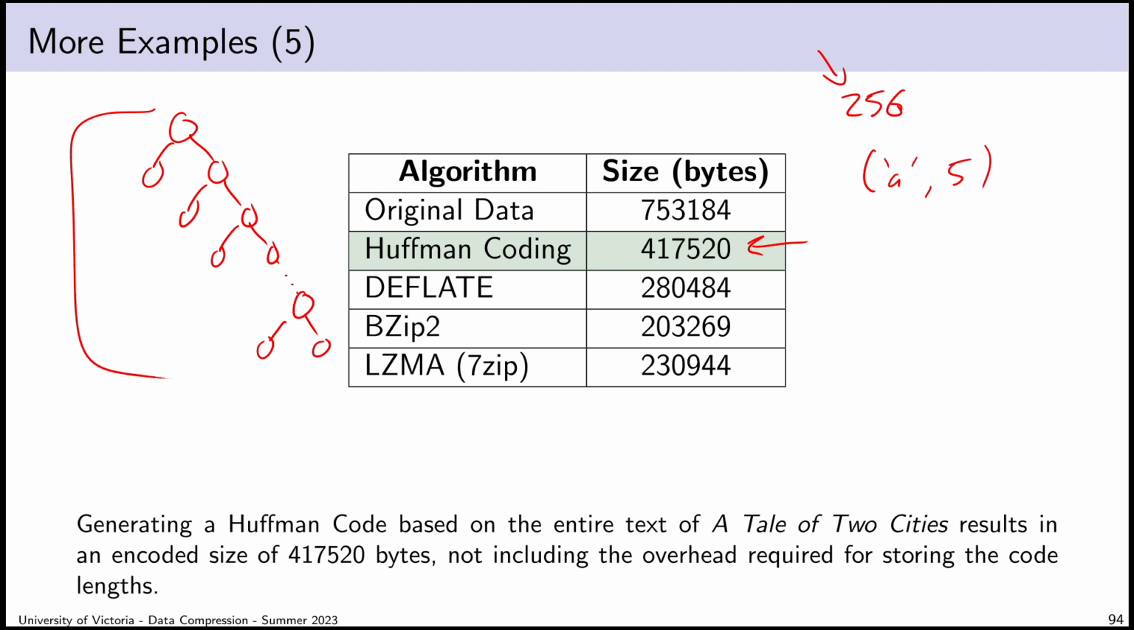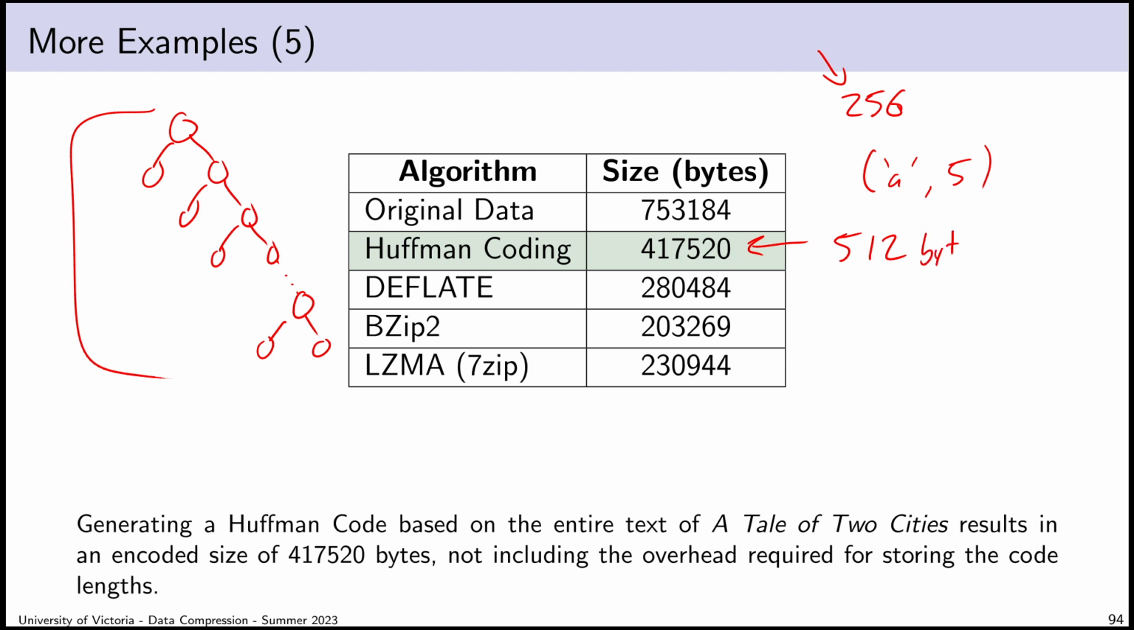But the depth of the tree can be at most the number of symbols. So I think the maximum length of a symbol's encoding is at most 256. So that means I could store the symbol table for this in a very naive, not the most efficient, way. I could store it as a set of pairs of 8-bit values, which means to store the entire symbol table, what do I need? Well, I need about 512 bytes.